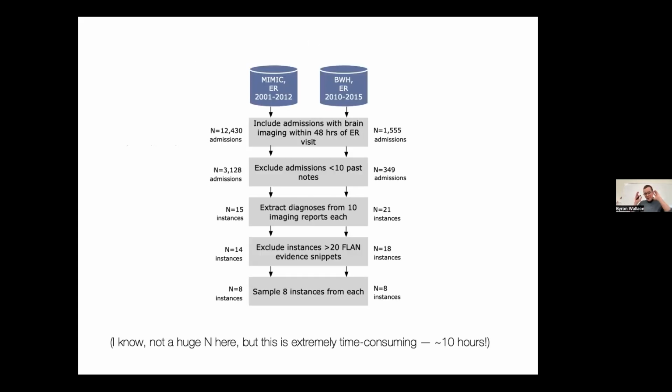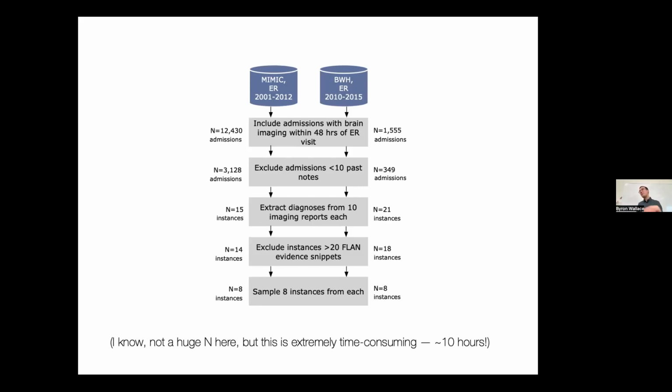Okay, so we wanted to evaluate how well this very simple approach works. We took data from Brigham and Women's Hospital, which is private, and also, for reproducibility, we again use MIMIC. We did some filtering to find cases that we thought would be interesting to analyze. We ended up with about 8 instances from each, which I know is tiny, but it's extremely time consuming to do this annotation. In all, it took the radiologists about 10 hours, and they're very time pressed anyway.